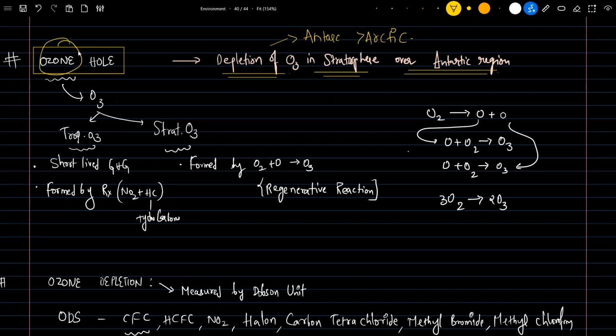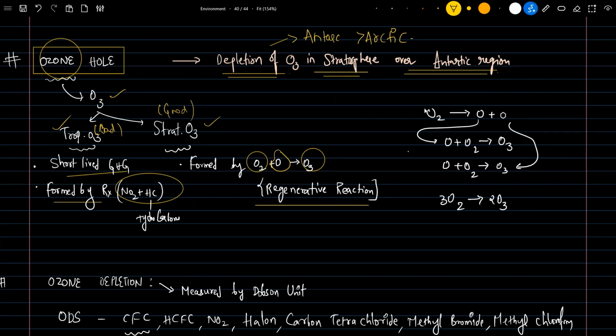So now let's understand in detail about ozone. Ozone is majorly of two types, tropospheric ozone and stratospheric ozone. Simply for our understanding, tropospheric ozone is a bad ozone, and stratospheric ozone is a good ozone. Tropospheric ozone is a short-lived greenhouse gas, formed by the reaction of nitrogen dioxide and hydrocarbons, whereas stratospheric ozone is formed by the combination of oxygen and free radical oxygen. This leads to formation of O3. So it is called a regenerative reaction. So this is how it is formed.